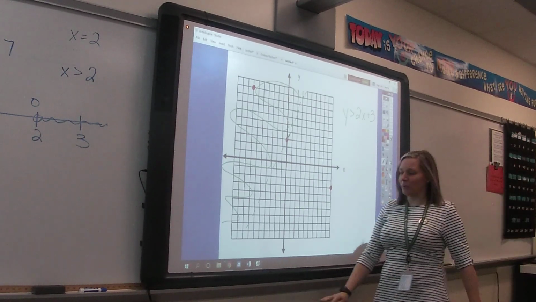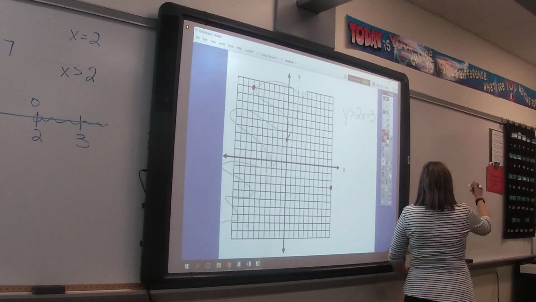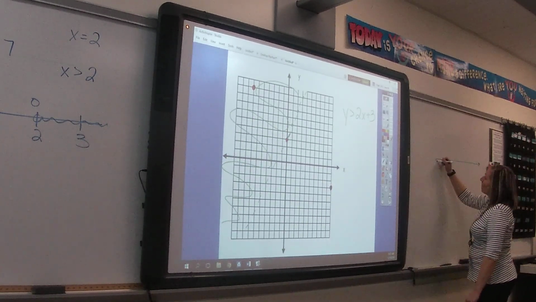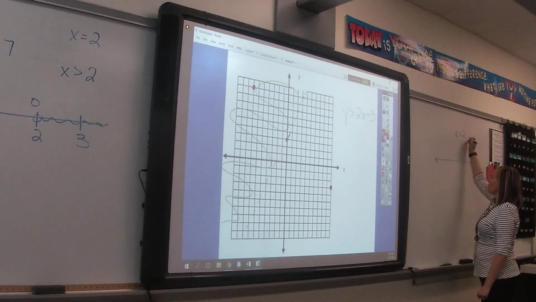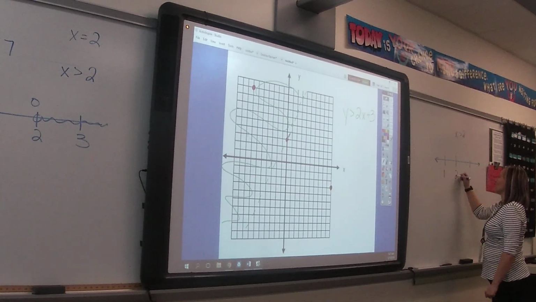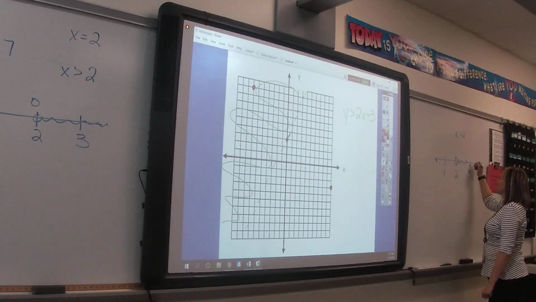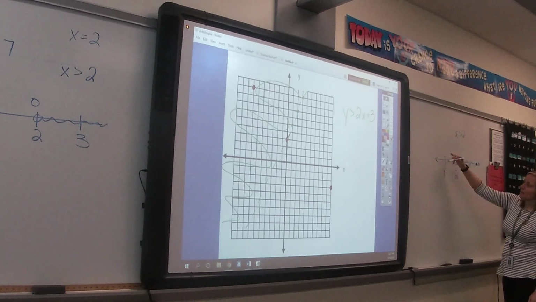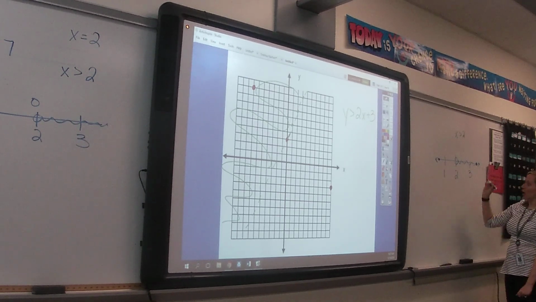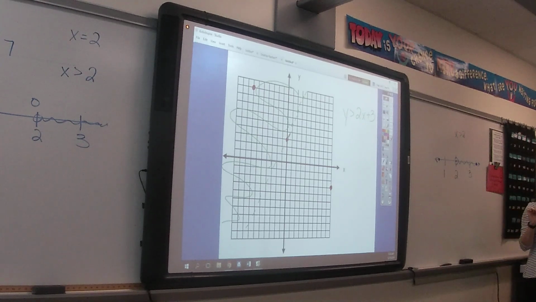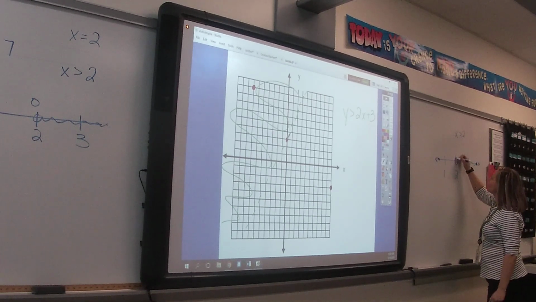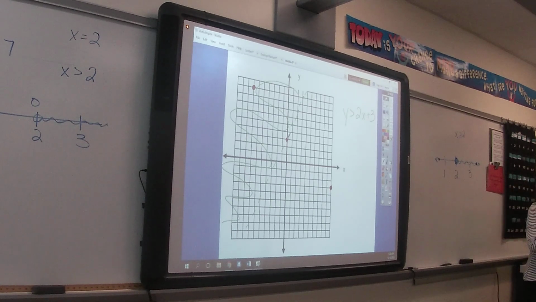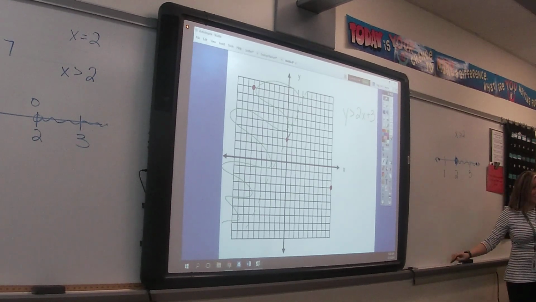Okay, let's go in reverse a little bit further. Is this an answer? Yes. Is this an answer? No. Is this an answer? No, because it doesn't have the line under it. But if it was "or equal to," then it is an answer, right? That is the difference of the dash and the solid line.